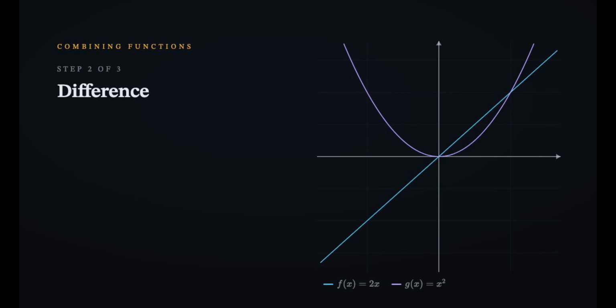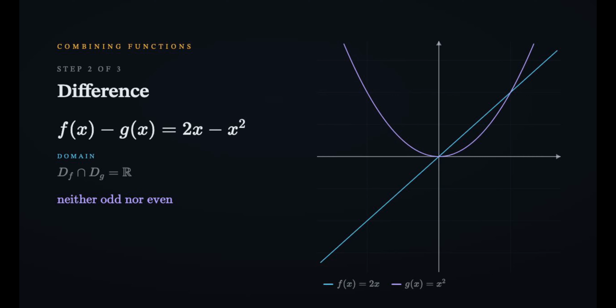Now, subtracting two functions. f of x minus g of x equals 2x minus x squared. The domain is the intersection of the domains of f of x and g of x. That is, for x to work in the difference, x must be allowed in both functions. The range is harder to see, so compute the difference f of x minus g of x first, then graph to see it. To find odd, even, or neither, compute the difference and test normally by replacing x with minus x. To graph, compute the difference and graph normally.